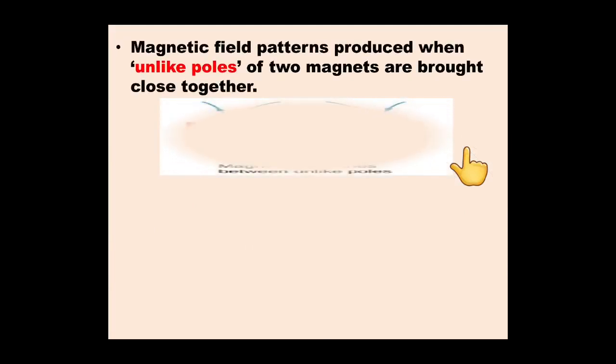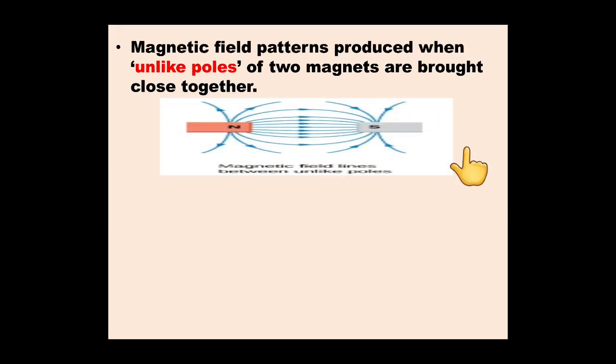This is the diagram of the magnetic field pattern produced when unlike poles of two magnets are brought close together. You know that unlike poles of two magnets will attract, so their magnetic field lines are connected.